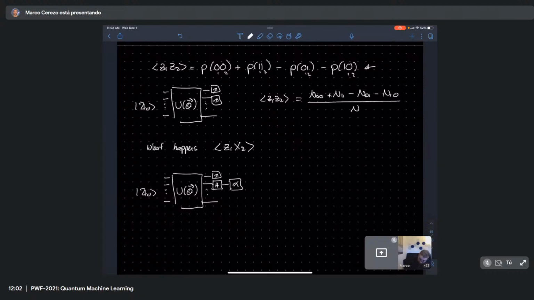And the expectation value of Z1, X2 is going to have this form. But again, we know that whenever we measure the second qubit and it's in 0 or 1, we're actually measuring in the basis of Z. So the interpretation is still correct, and the formula will look exactly the same. We measure both qubits. We do number of times 0, 0, plus number of times 1, 1, minus number of times 0, 1, minus number of times 1, 0, divided by the total number of measurements. But now the interpretation is different because we did a change of basis.